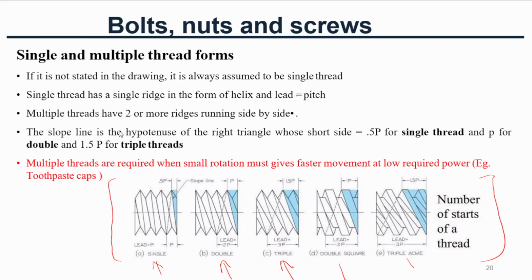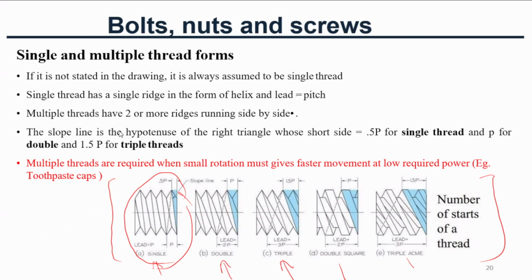If the type of thread is not mentioned in a drawing, it is assumed to be a single thread. This is the first condition.